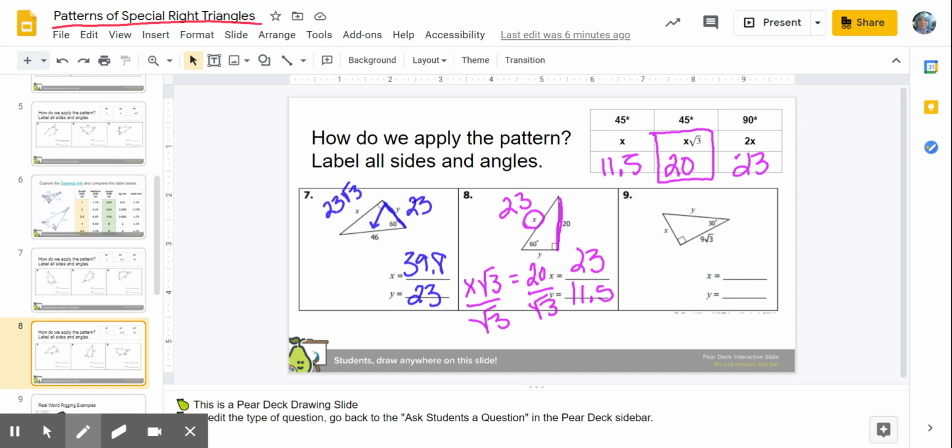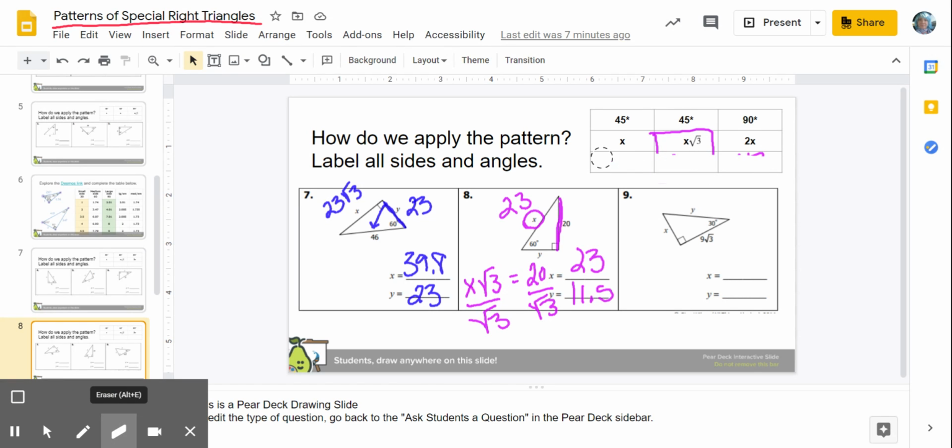Some people like drawing it on the triangle, and some people like this little hashtag set of boxes I've got up here in the corner. You just kind of have to figure out your favorite way.